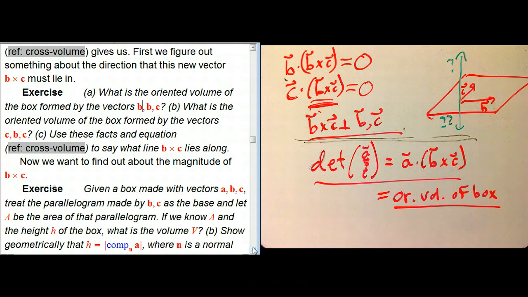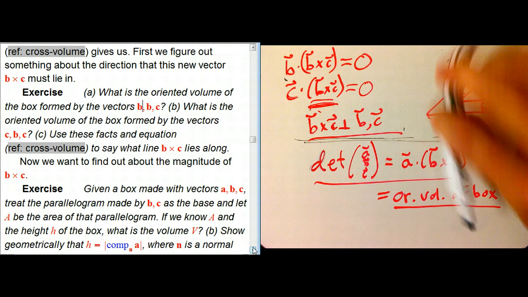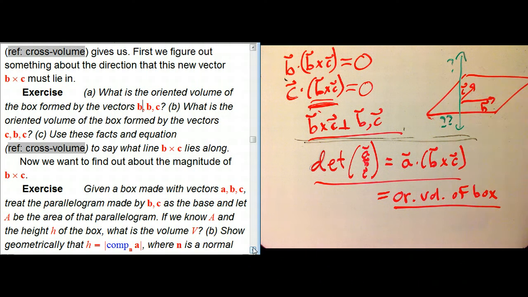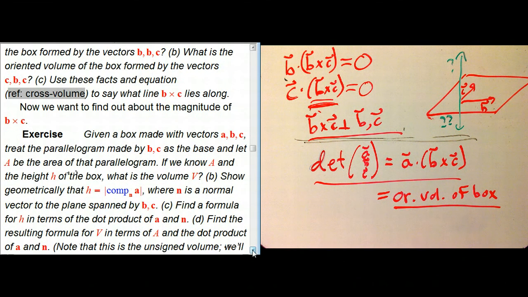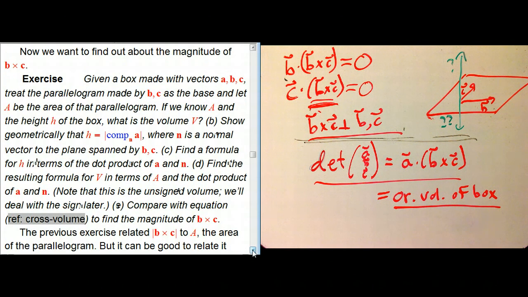Okay, so we've got the direction information except for an up-down thing, and that's going to have to do with the right-hand rule. Okay, well, that'll have to do with the oriented nature of oriented volume, the positive plus and minus sign. But let's not worry about it right now. Let's look at the magnitude.